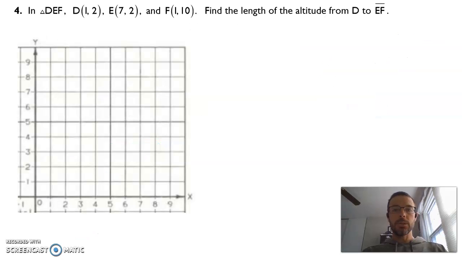And number 4 is the last one I want you to try today. Again, this is bringing back a lot of content from earlier in the school year, earlier in the semester. In this case, we want to know the length of the altitude from D to EF, so you've got to understand what that's going to look like. Use the coordinate grid here, the first quadrant, to help you with this problem.